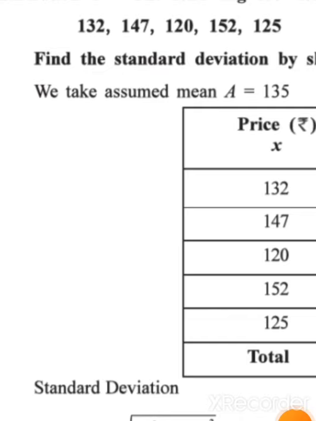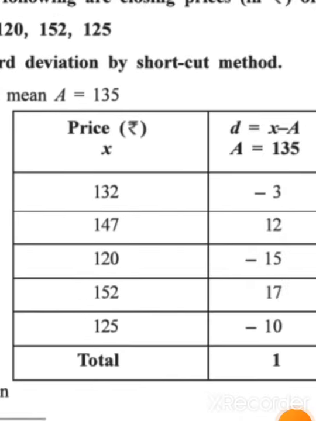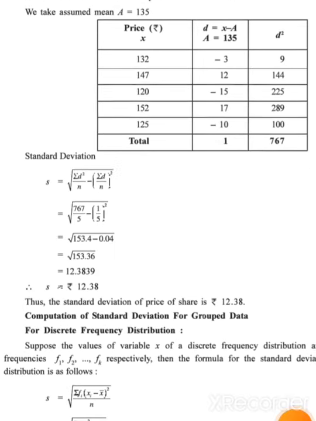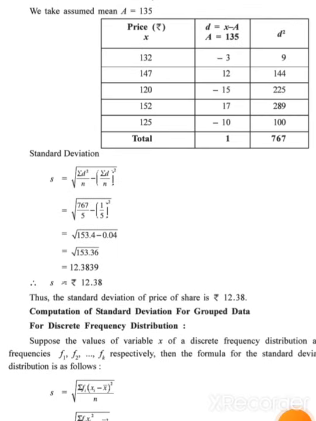What have they given? See the last line. Find the standard deviation by the shortcut method. Children, over here also we need to find out the standard deviation, but by the shortcut method. These are also discrete values, right? Discrete values, as only the numbers have been given to us, only the share prices have been given to us.